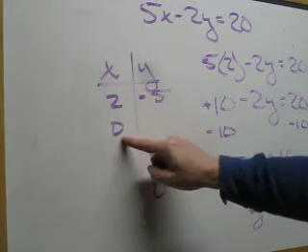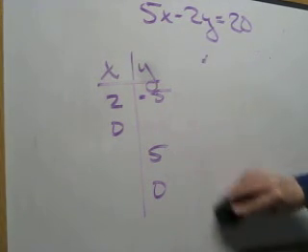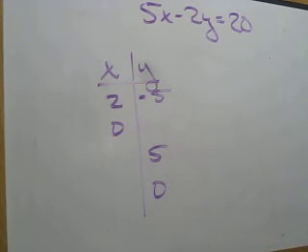Then you put a 0 in and do the same thing. You put a 5 in for the y and find out what your x is. And that's pretty much it for this lesson, just learning how to evaluate or figure out what the ordered pairs are.